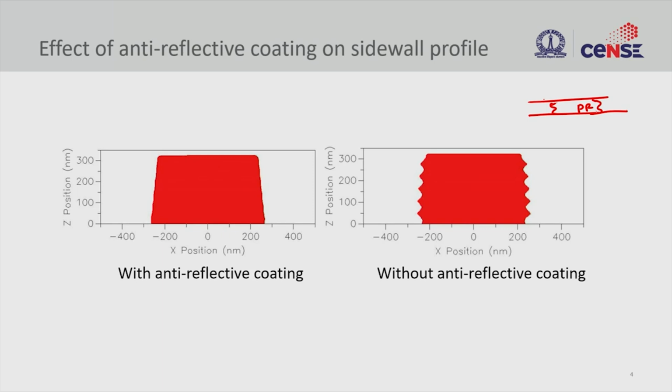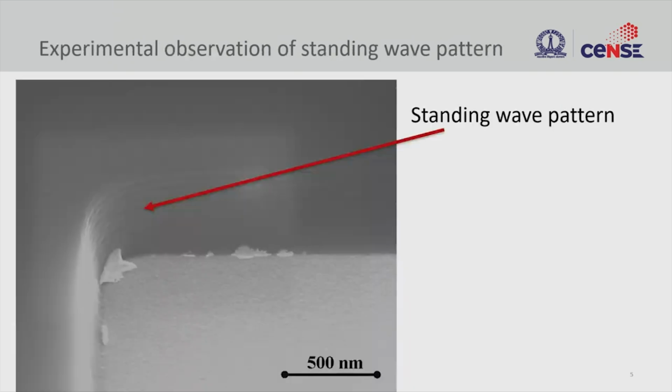On the left hand side you see the photoresist profile with very smooth sidewall, and here this is with anti-reflective coating. When you use anti-reflective coating, you arrest the reflection and you make a uniform intensity exposure in the photoresist, okay. So, this is how you can reduce the standing wave pattern in the photoresist and achieve a smooth sidewall, right. And if you look at some real images, this is how it would look like.